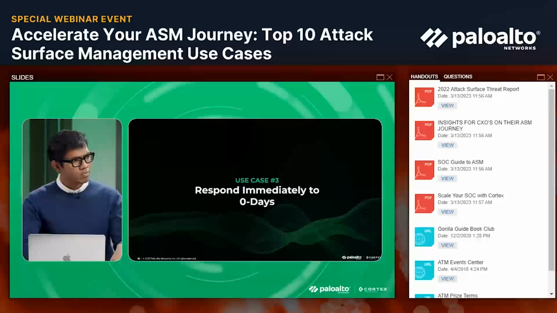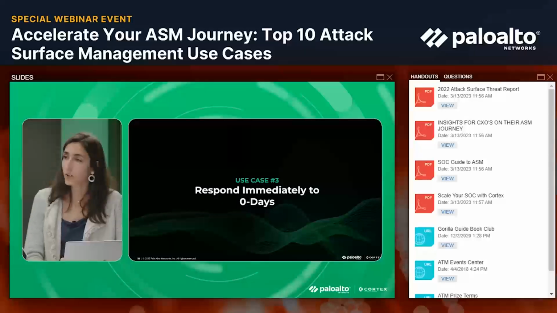But what about when there is a new zero-day or a new CVE that's being published? We see organizations often scramble because they don't know if they have any exposure to this particular zero-day. Can ASM help in this in any way at all? And have you seen any examples of that?